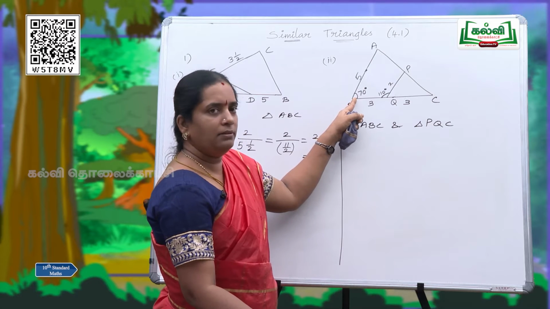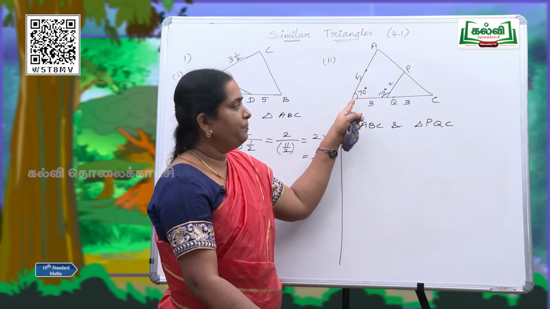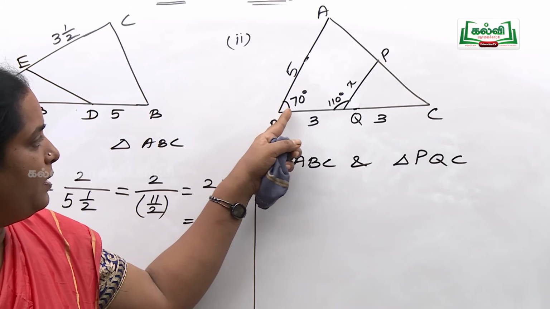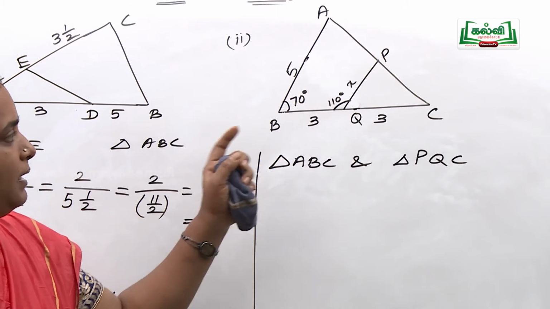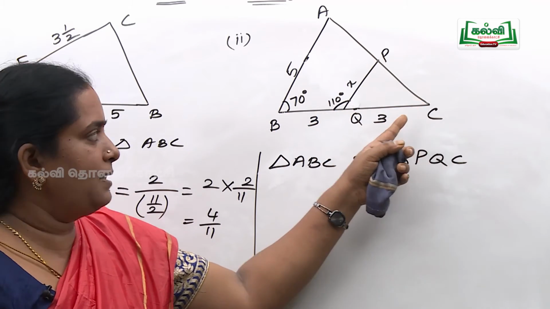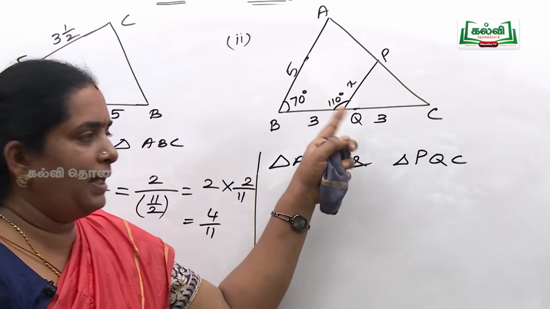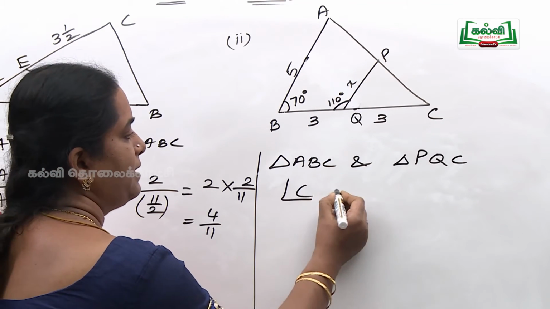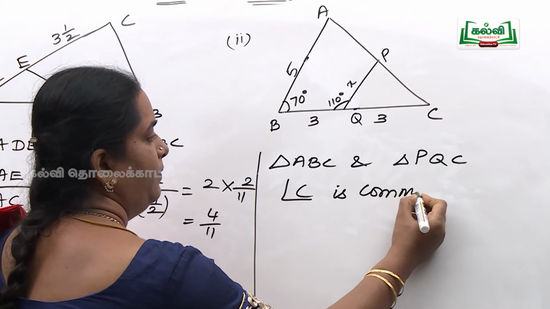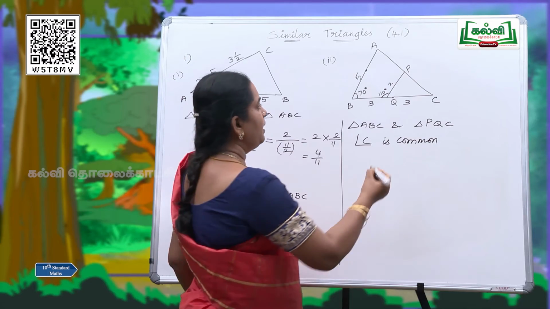So let us check the options of angles. Look at this angle 70, but here we don't have this angle. Let us check. Here C is common. Yes, C is common to both the triangles. So first let us write the angle C is common. Shall we say anything about this?